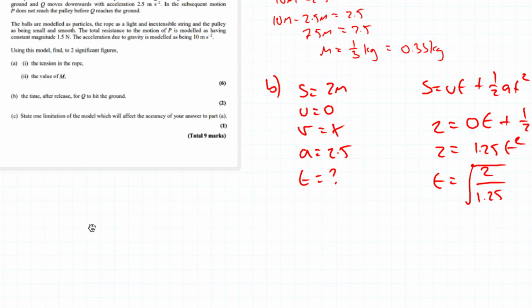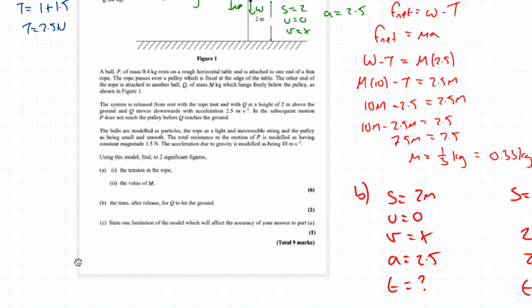State one limitation of the model which will affect the accuracy. So basically the limitations are all mentioned here. Probably the main one is that the pulley might not be smooth.